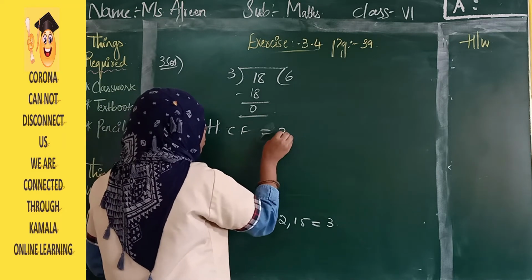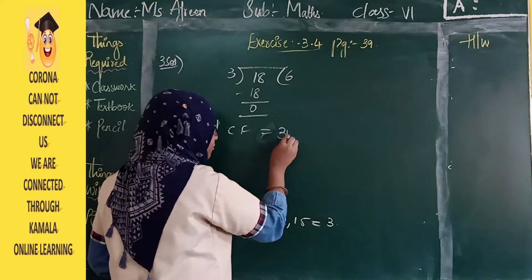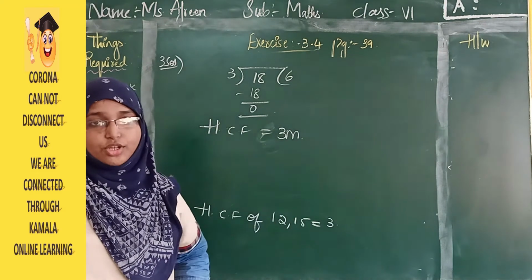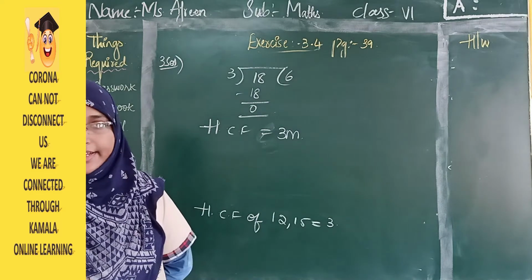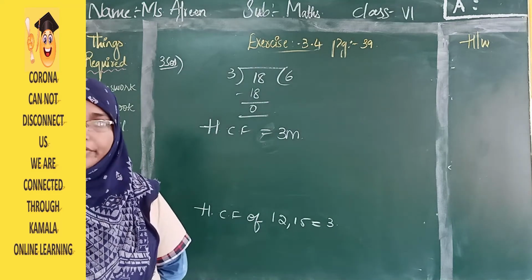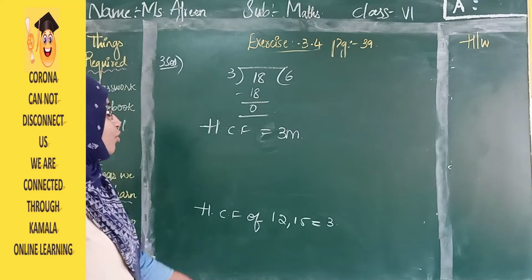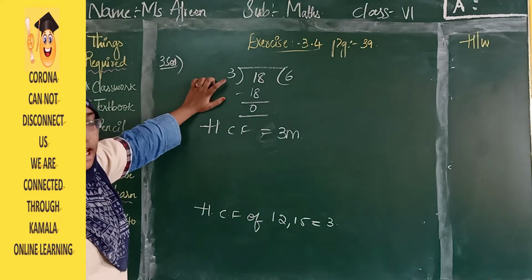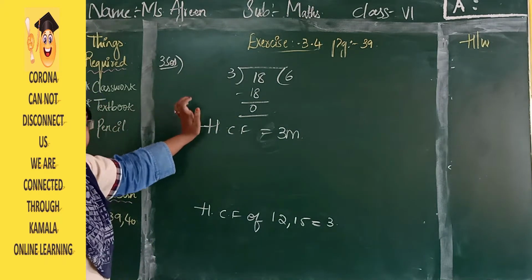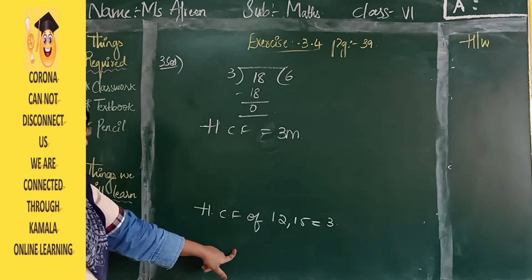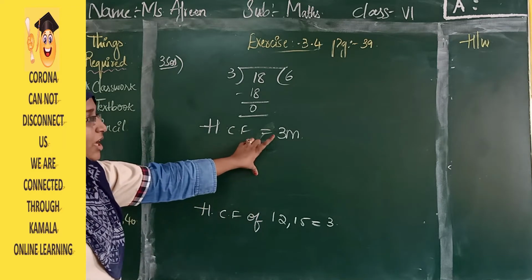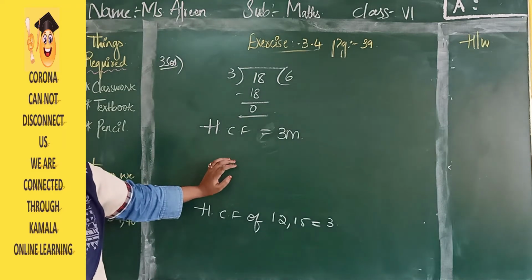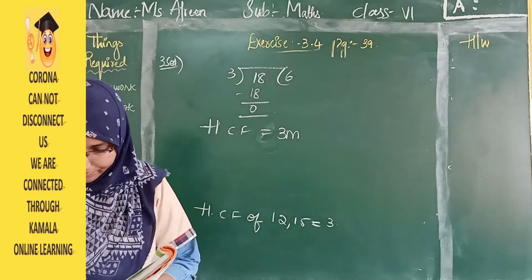HCF is equal to 3. They have given the values in meters, so a 3 meter long stick can be used to measure all the dimensions an exact number of times. Don't take 6, because HCF is nothing but the last divisor. So the last divisor is 3. As the values are given in meters, we write 3 meters of long stick will be required to measure all the dimensions. I hope it is clear.